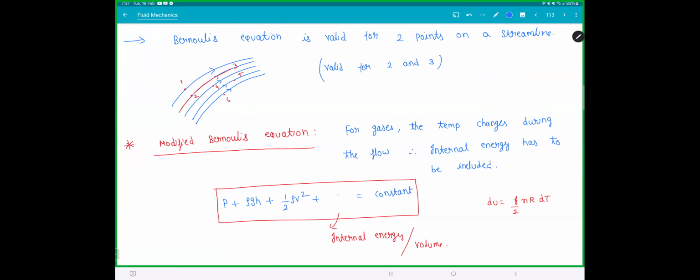We can do one thing. Let's write U by V, internal energy by volume. This is the formula we have to use, modified Bernoulli, because the temperature of the gas is going to change now. So P plus rho GH plus half rho V square plus U by V. Now, if you don't know this, you won't be able to solve that problem.